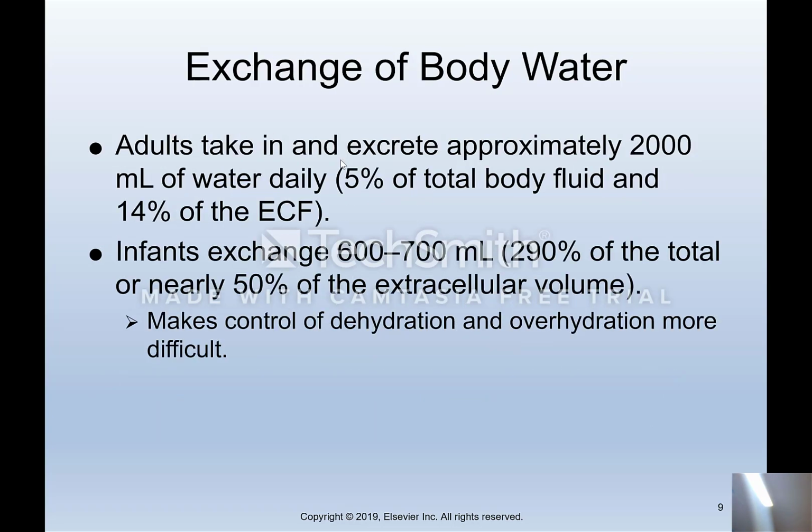Exchange of body water. Adults take in and excrete approximately 2,000 mLs of water, or 5% of the total body fluid, and 14% of the extracellular fluid. An infant exchanges between 600 and 700 mLs, or 290% of the total, or near 50% of the extracellular volume, making control of dehydration and overhydration more difficult. So children are more difficult to manage.